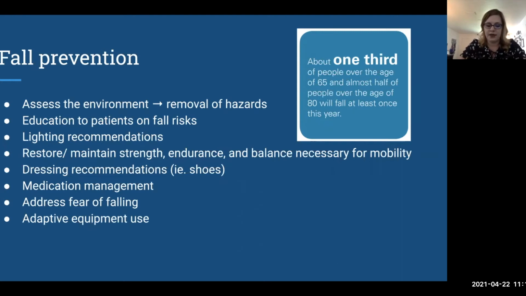We can address the fear of falling, improving patients' confidence with fall risk and ambulation results in a decrease of falls. And then we can provide education and recommendations for adaptive equipment use.